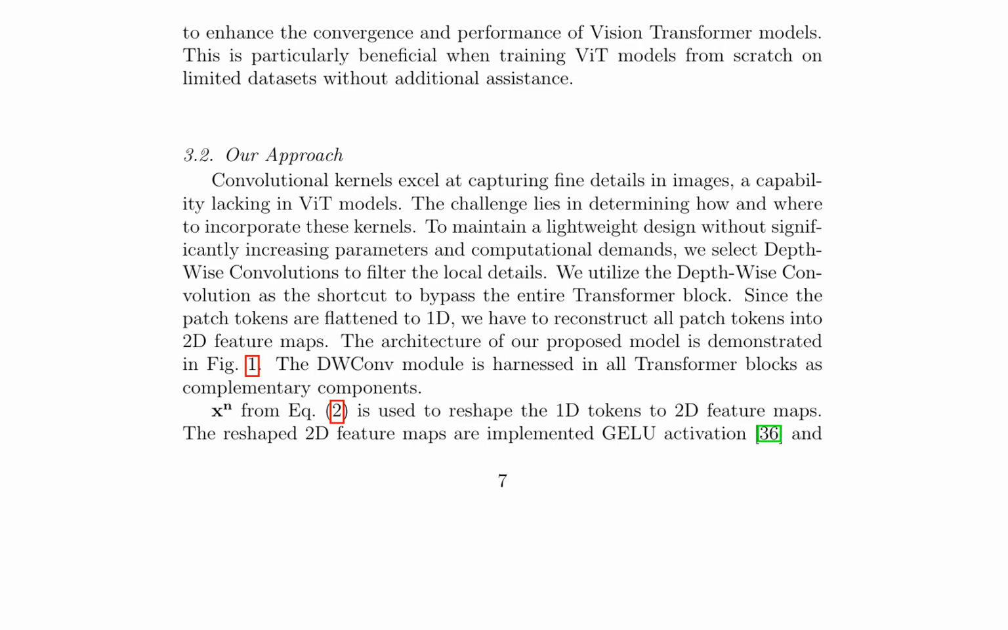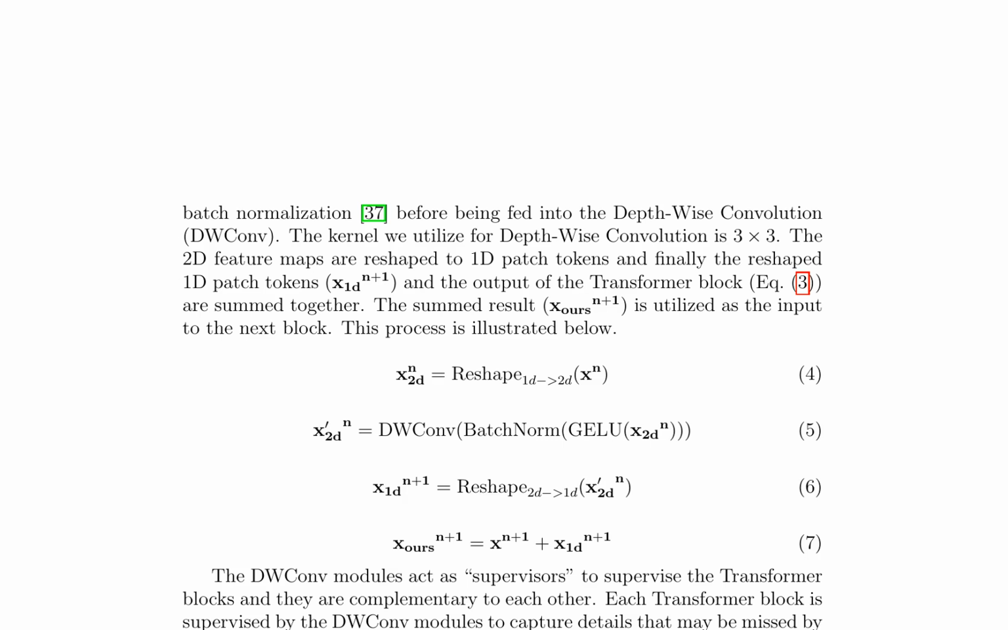The DW-conv module is utilized in all transformer blocks as a complementary component, acting as a supervisor to supervise the transformer blocks and capture details that may be missed. This approach demonstrates simplicity, effectiveness, and flexibility, unlike some hybrid models that design complex hybrid architectures. The proposed architecture is illustrated in Figure 1, and the process is mathematically represented by equations 4-7.